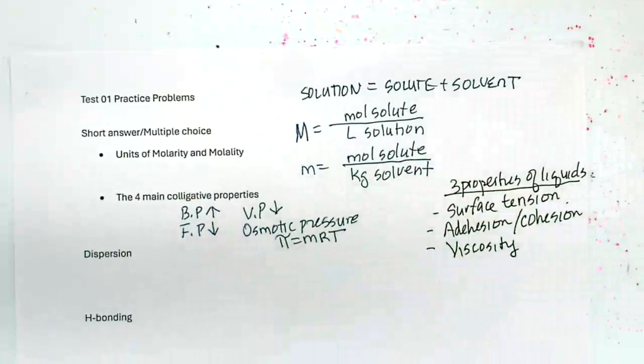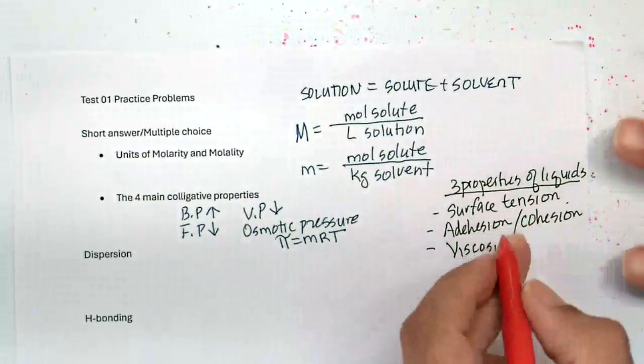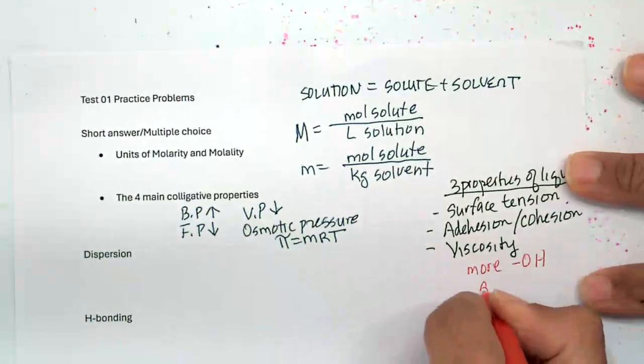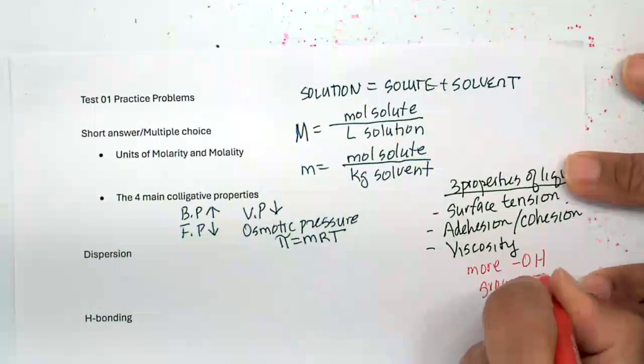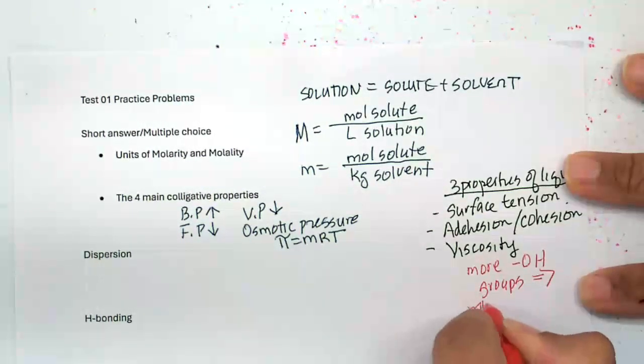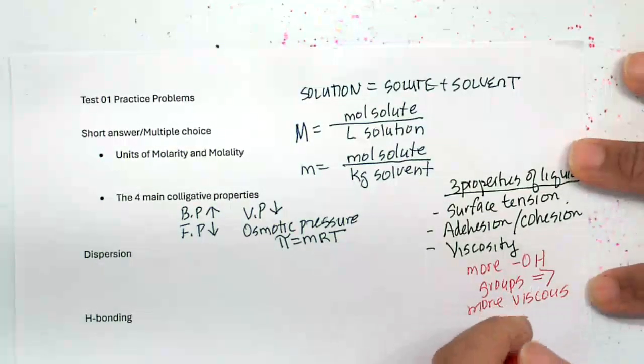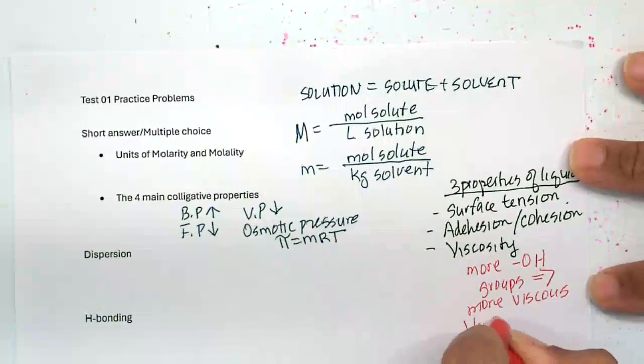Usually something that's very viscous will have a lot of OH bonds, or OH functional groups. So if you were to figure out which is the most viscous, you're looking for a lot of hydroxyl groups, because hydroxyl groups can provide a lot of hydrogen bonding. So more OH, more viscous. And this is because of hydrogen bonding potential.